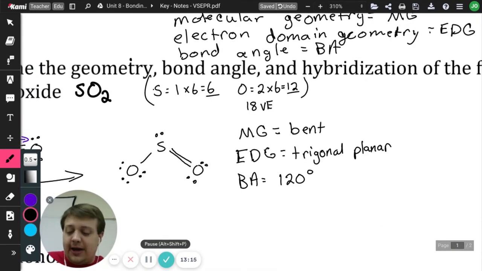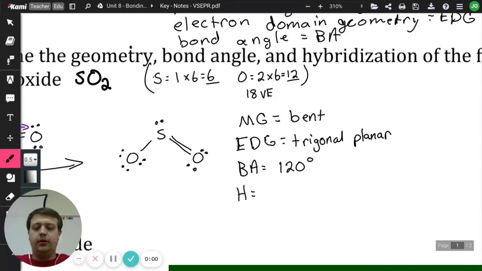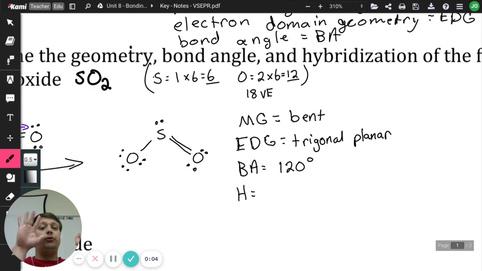The very last thing that we've got is hybridization. For our hybridization, we're going to actually use our hands to figure out what the hybridization is. Remember that with hybridization, what it comes down to is where our orbitals are, so where those electrons are sitting. I use my hands and my fingers to help me determine the hybridization of a substance.